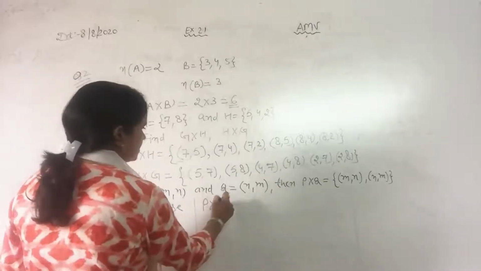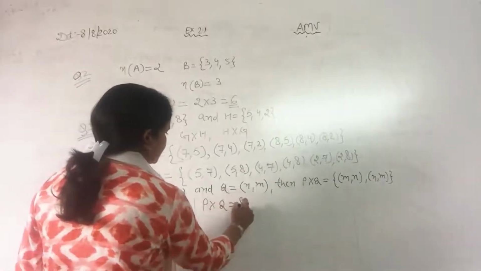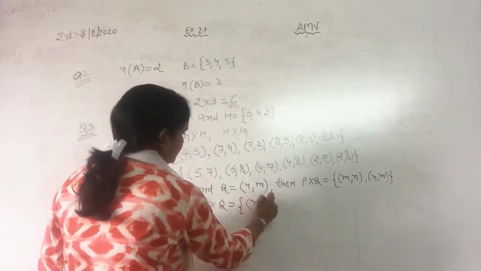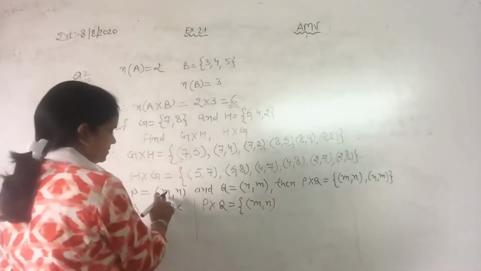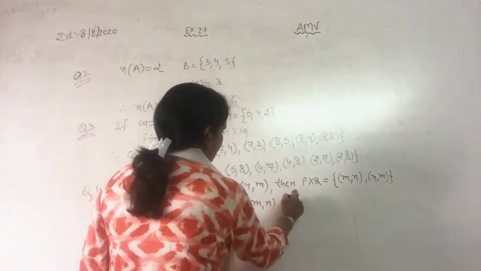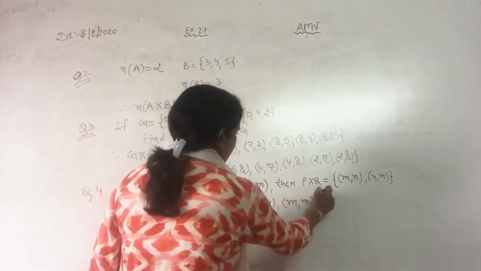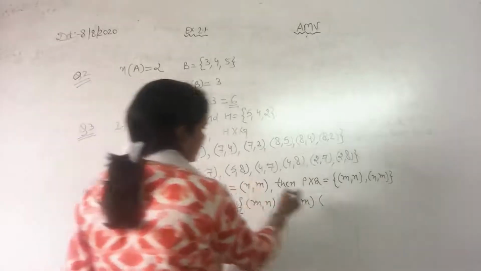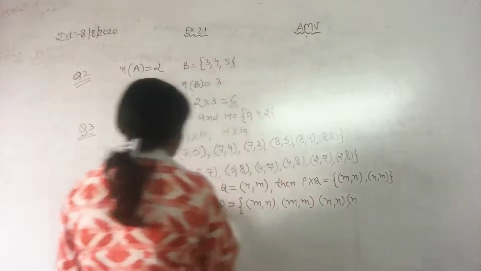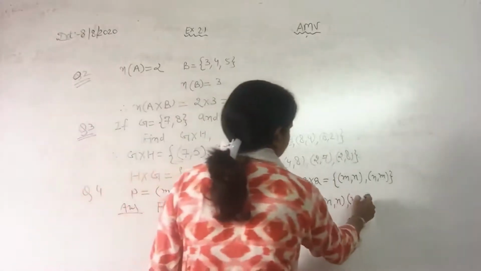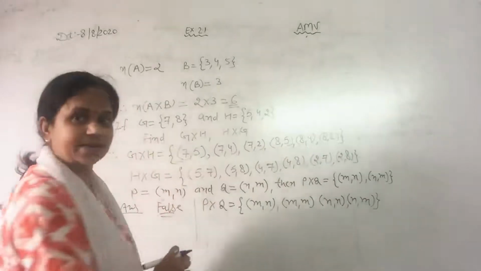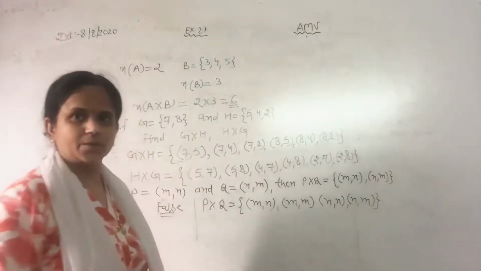Okay, Cartesian product PQ. It would be (M, N) first, first element from P, and then (M, M). Next (N, N), and next is (N, M). So the correct answer is this Cartesian product of PQ.